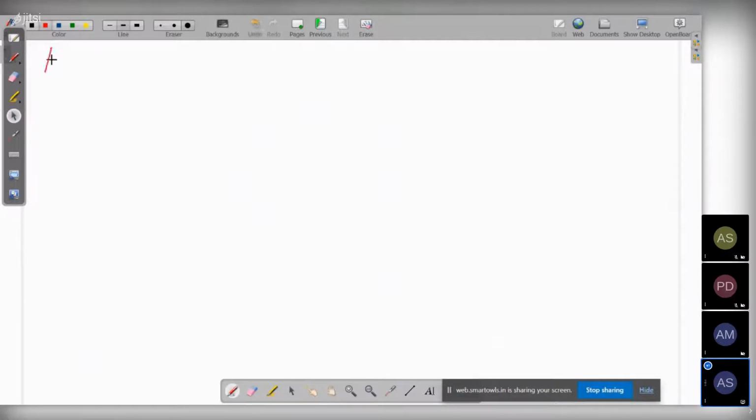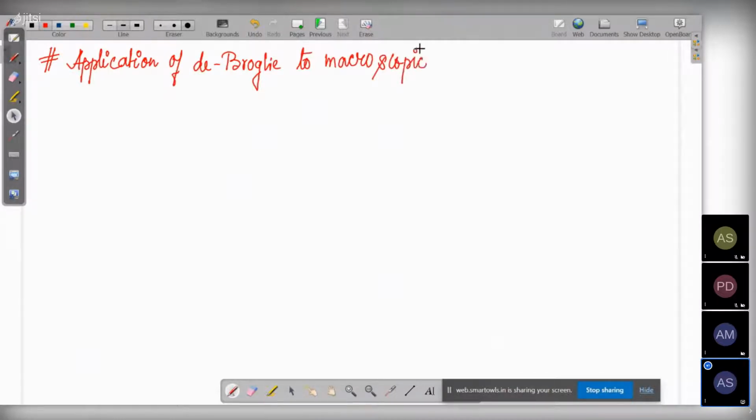So the next point of discussion will be application of de Broglie to macroscopic particles. Macroscopic particle means our daily life object with a big size. So let's see this one. Let's take that we are considering a small ball.